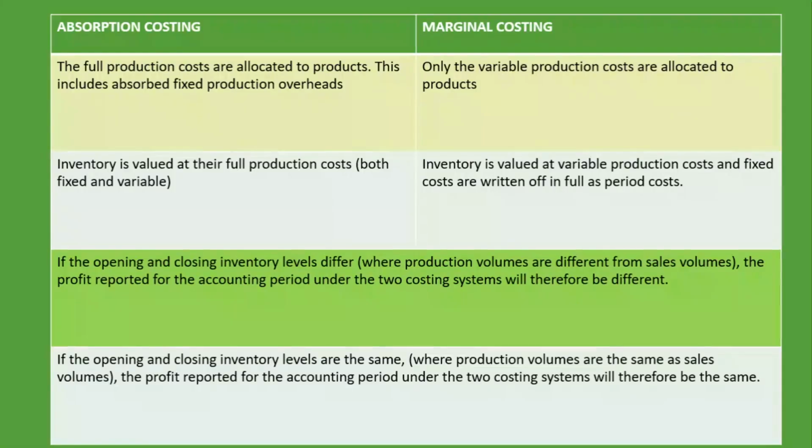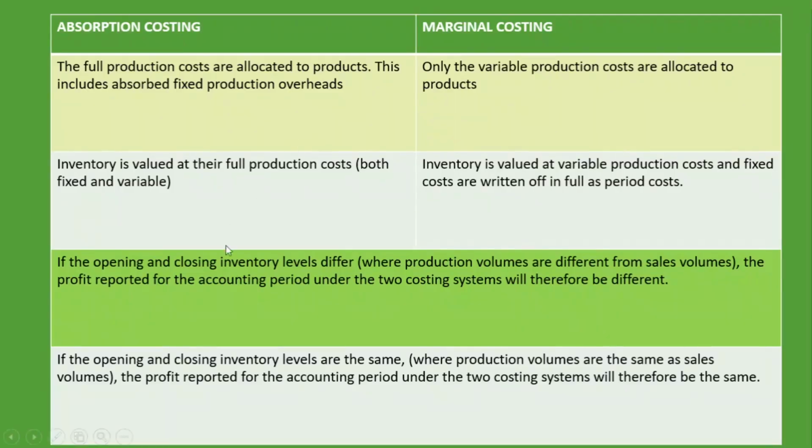With absorption costing, inventory will be valued at the full production cost, while with marginal costing, they will only be valued at variable production costs. And what we do with the fixed costs is that we expense them in full as period costs, and we'll see that just now with the help of an example.